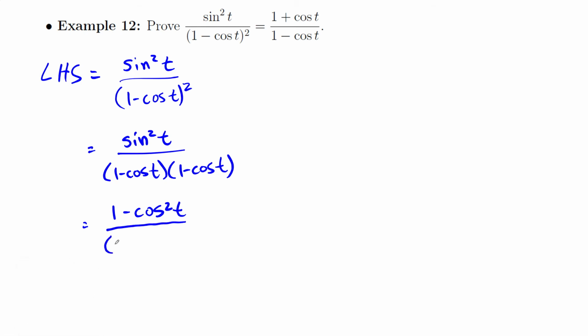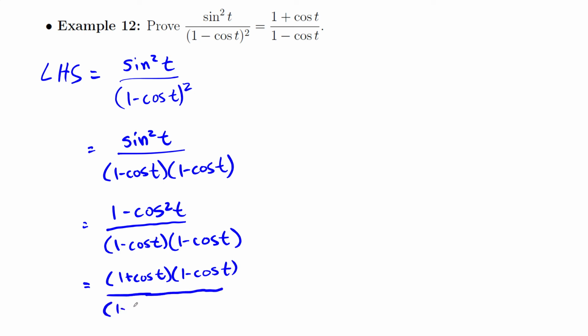And that still can't cancel anything out for me, but then this is where it's important that I recognize what type of thing I'm looking at. I'm looking at a difference of squares, right? One is squared, cosine is squared, and it's a difference. So that is always going to factor into 1 plus cosine of t, 1 minus the cosine of t.